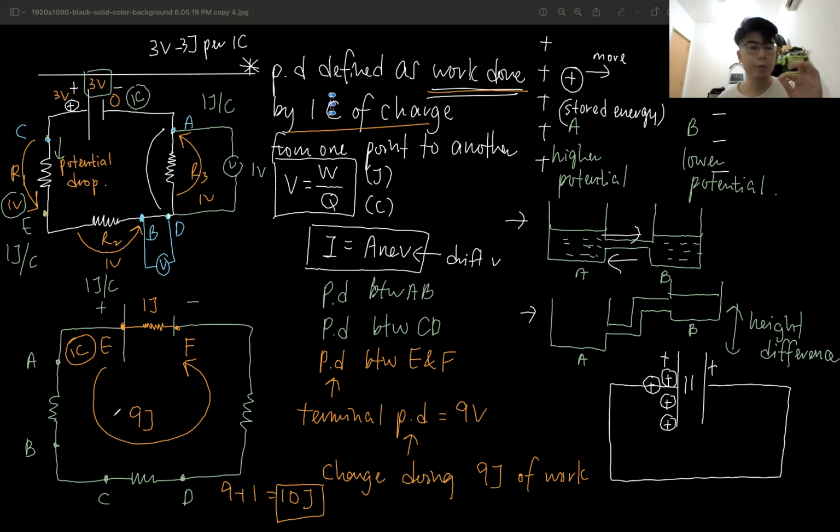Okay, so 10 joule, the amount of energy that the battery supplies, is the EMF. That is the difference between EMF and the terminal potential difference. 10 joule per coulomb. What is it? 10 volt. Okay, the battery is supplying 10 volts, and this is the electromotive force.